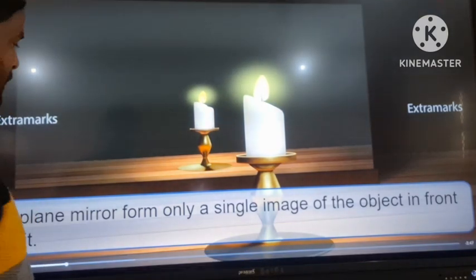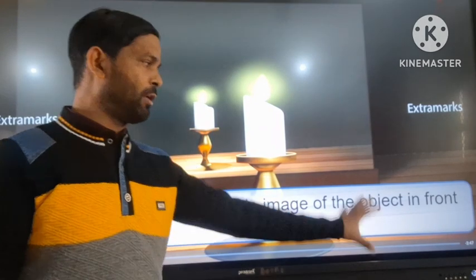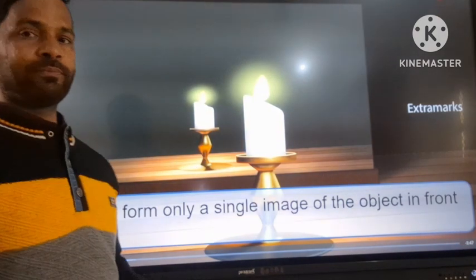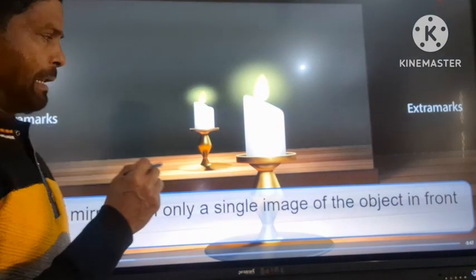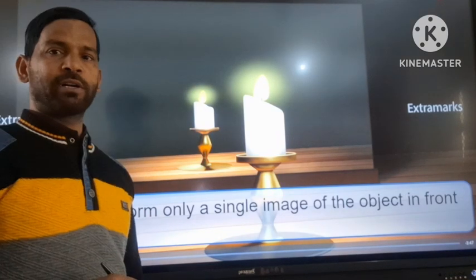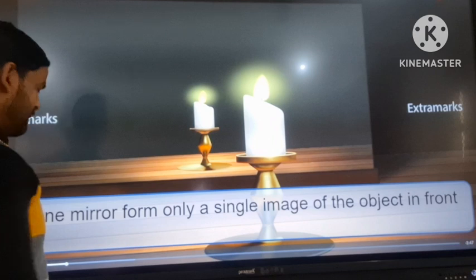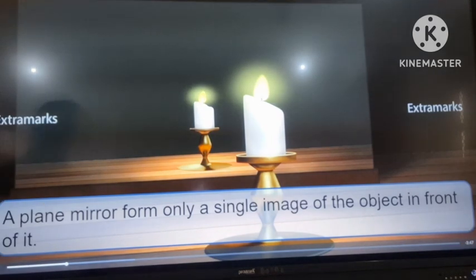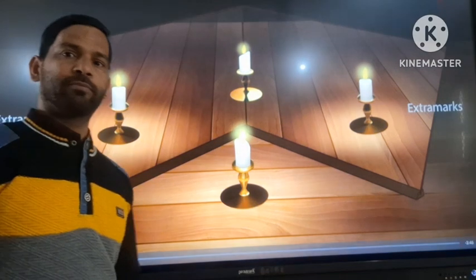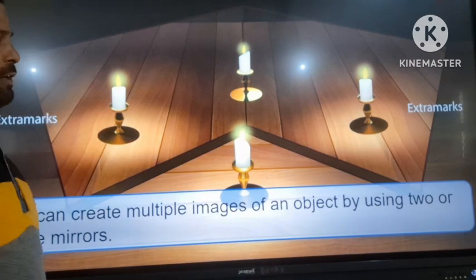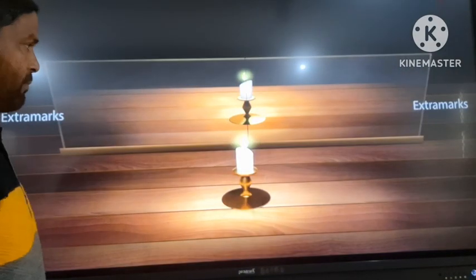A plane mirror forms only a single image of an object in front of it. When we place a single object in front of a plane mirror, only one image is formed. But what happens if the angle changes? If we change the angle, different numbers of images might be formed.